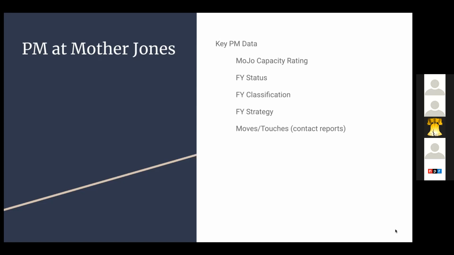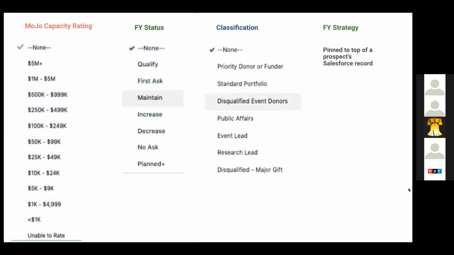And then we count moves and touches. We don't have goals really around moves and touches. And if everyone knows what moves and touches are, it's like a contact report. Gift officers enter, I had a meeting with this person, or I tried to meet this person, or I'm going to ask this person for this gift. So any interaction with the prospect gets entered in Salesforce.